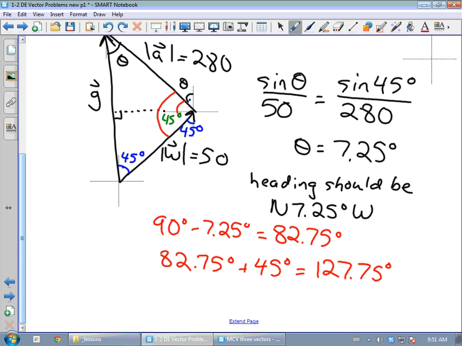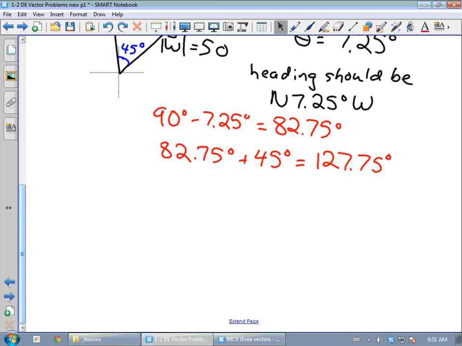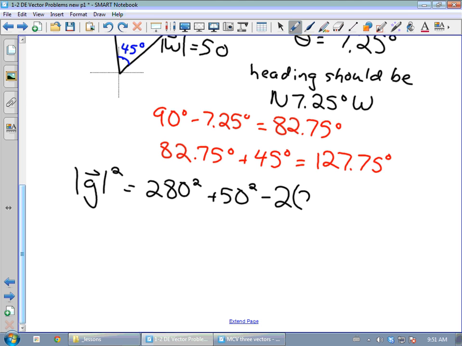Now, if we look at side G here, we know the angle opposite, and we know the lengths of the two sides on either side. So we've got two sides and the enclosed angle. We can use cosine law to figure out the magnitude of g there. So magnitude of g squared is going to be, what are our sides? They are 280 squared plus 50 squared minus 2 times 280 times 50 times the cosine of the angle between them, 127.75.